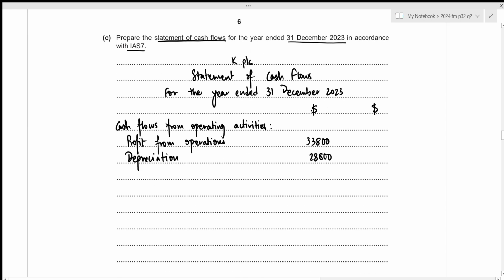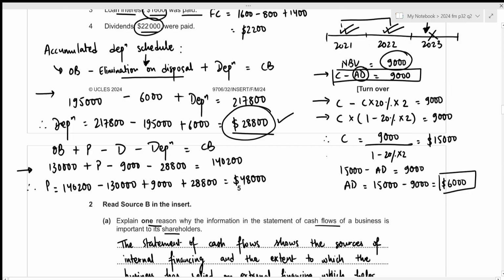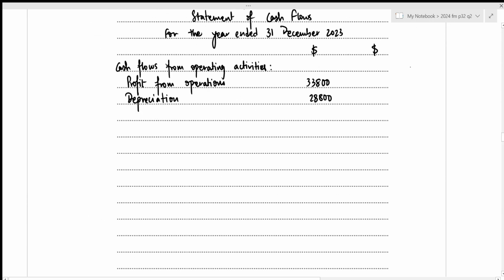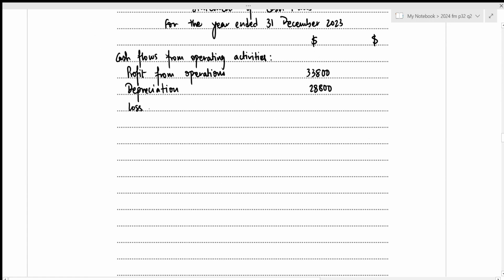After depreciation, we need to make an adjustment for profit or loss on disposal. In this case, we have calculated a loss on disposal. And remember, this loss was subtracted while calculating profit from operations, which is why now we need to reverse it by adding this amount of 2,800. So we have loss on disposal of 2,800.